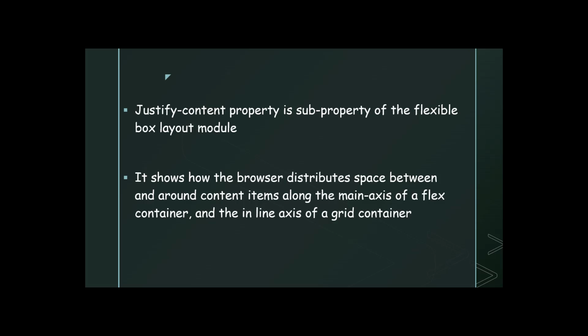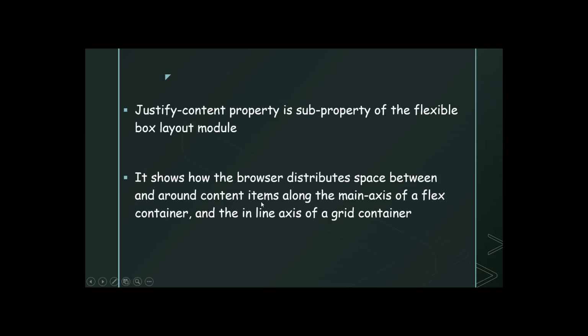Here I go. The justify-content property is a subproperty of the flexible box layout module. It shows how the browser distributes the space between and around the content items along the main axis of the flex container and the inline axis of the grid container. It means that it helps to distribute the space between and around the content items.